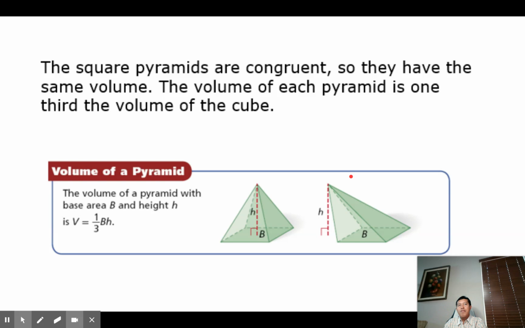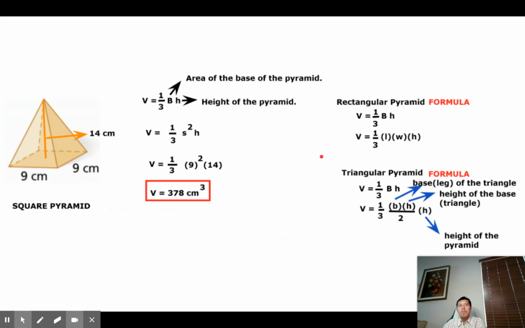Now let's have a specific example here. On this example, the shape of the base of the pyramid is a square. So we label it a square pyramid. And that square at the bottom has a side of 9. So there are four equal sides, 9 centimeters each. The height of the pyramid is 14 centimeters.